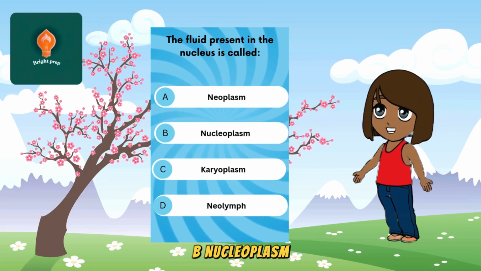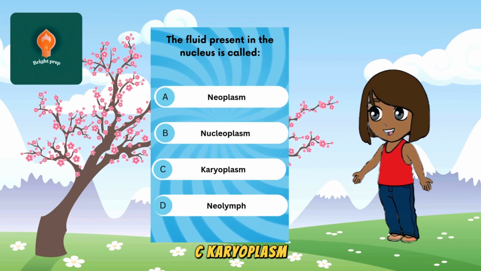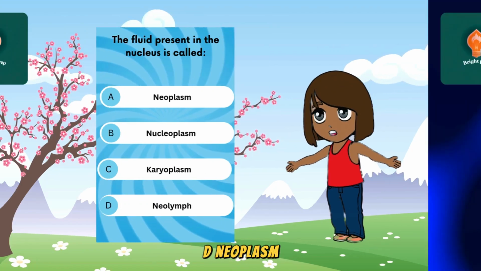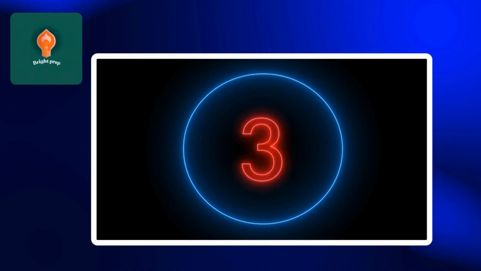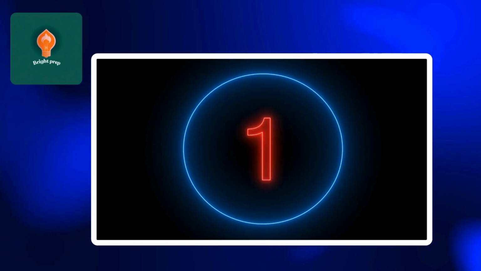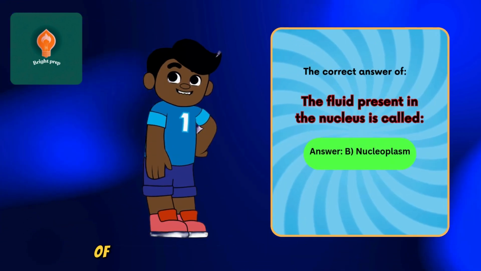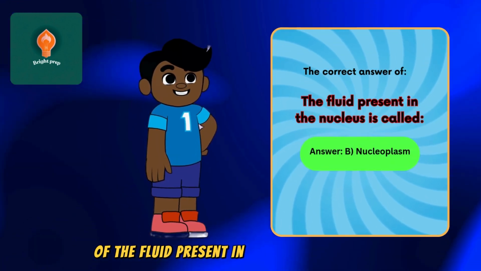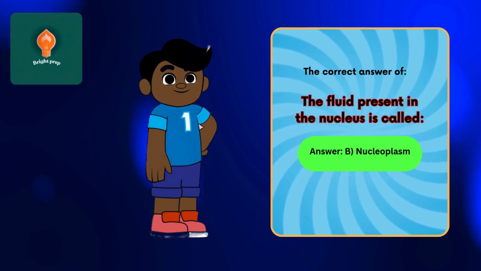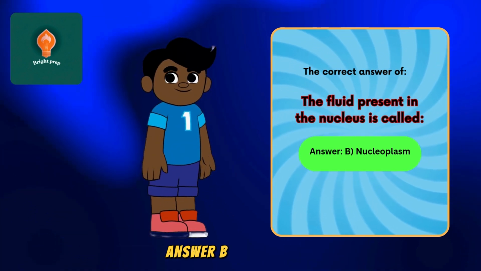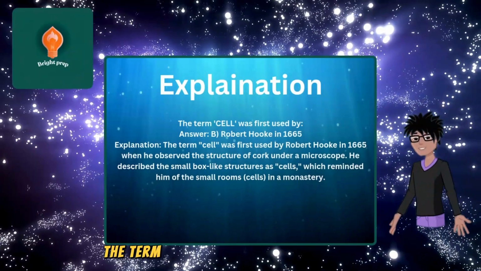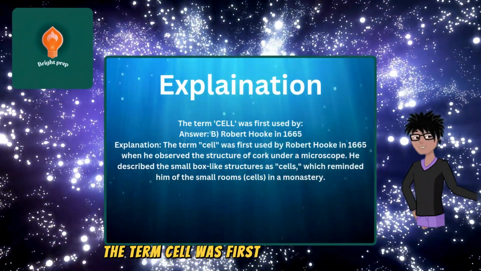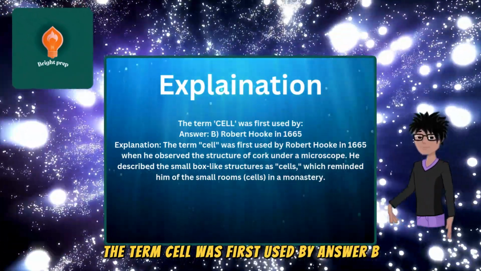The fluid present in the nucleus is called A. Neoplasm, B. Nucleoplasm, C. Karyoplasm, D. Neolymph. The correct answer of the fluid present in the nucleus is called Answer B. Nucleoplasm.